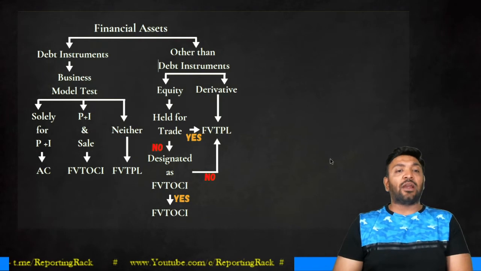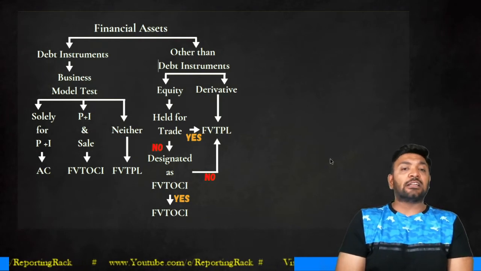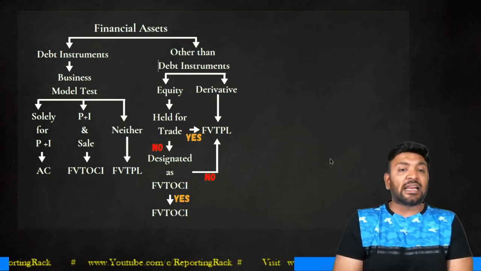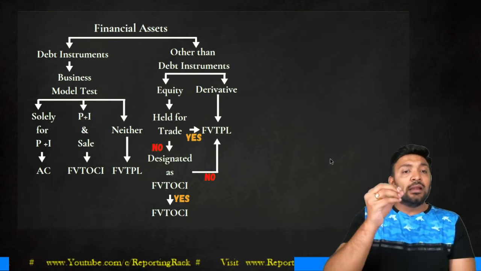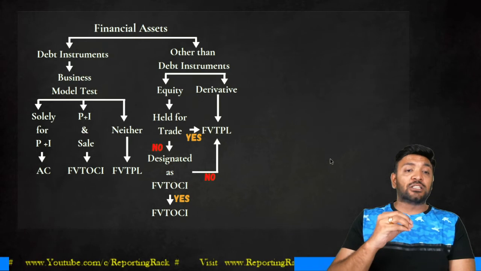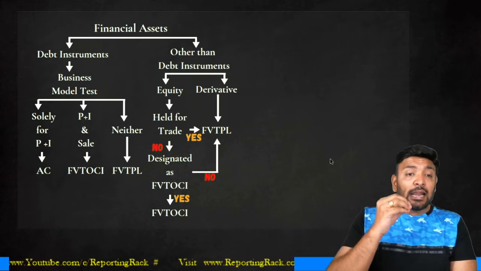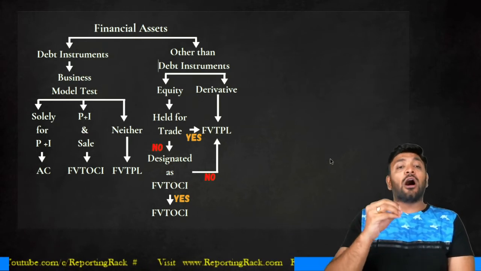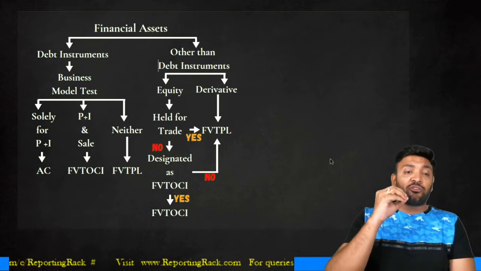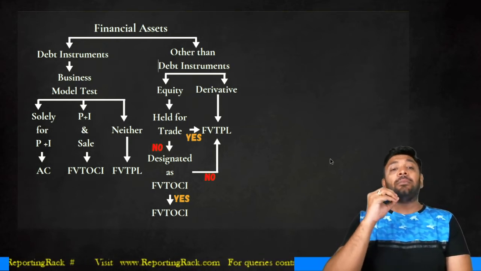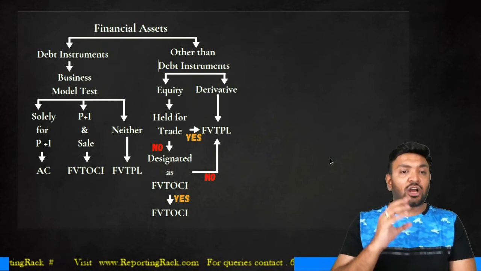I think this is a better way of representing. So first, a financial asset is put into the instrument level test and we separate debt instrument and other than debt instrument. The debt instruments are then put into a business model test. If it is the intention of the enterprise to derive cash flows solely from principal and interest, then it can be classified as AC, amortized cost.